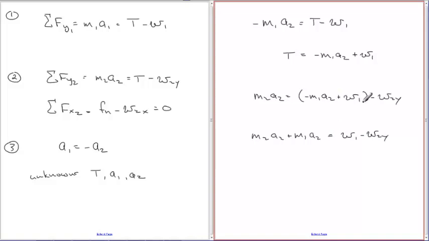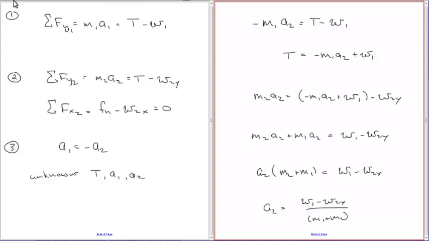So those two stay on the left-hand side. Then I factor out A2. A2 times M2 plus M1 is equal to W1 minus W2y. So the acceleration is W1 minus W2y divided by M1 plus M2.